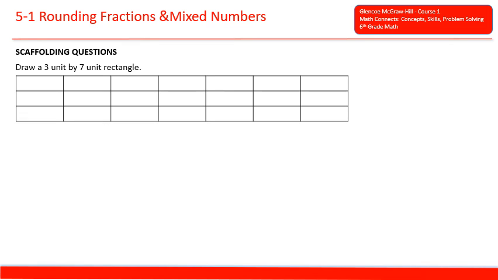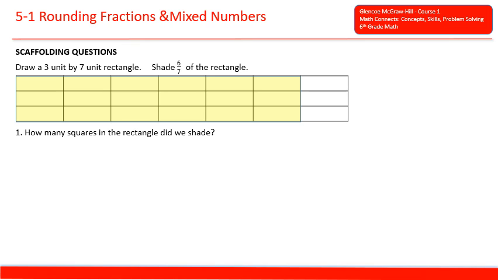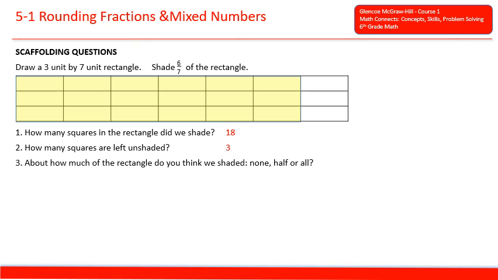So we're going to have another 3 by 7 rectangle, and this time we're going to shade 6/7. So once again, we'll shade 6 out of each row of 7. And how many squares in the rectangle did we shade? 18. How many squares are left unshaded? 3. About how much of the rectangle do you think we shaded? None, half, or all? So we've shaded almost the whole rectangle this time. So we're going to say all, because it looks like the shaded area covers most of the rectangle.